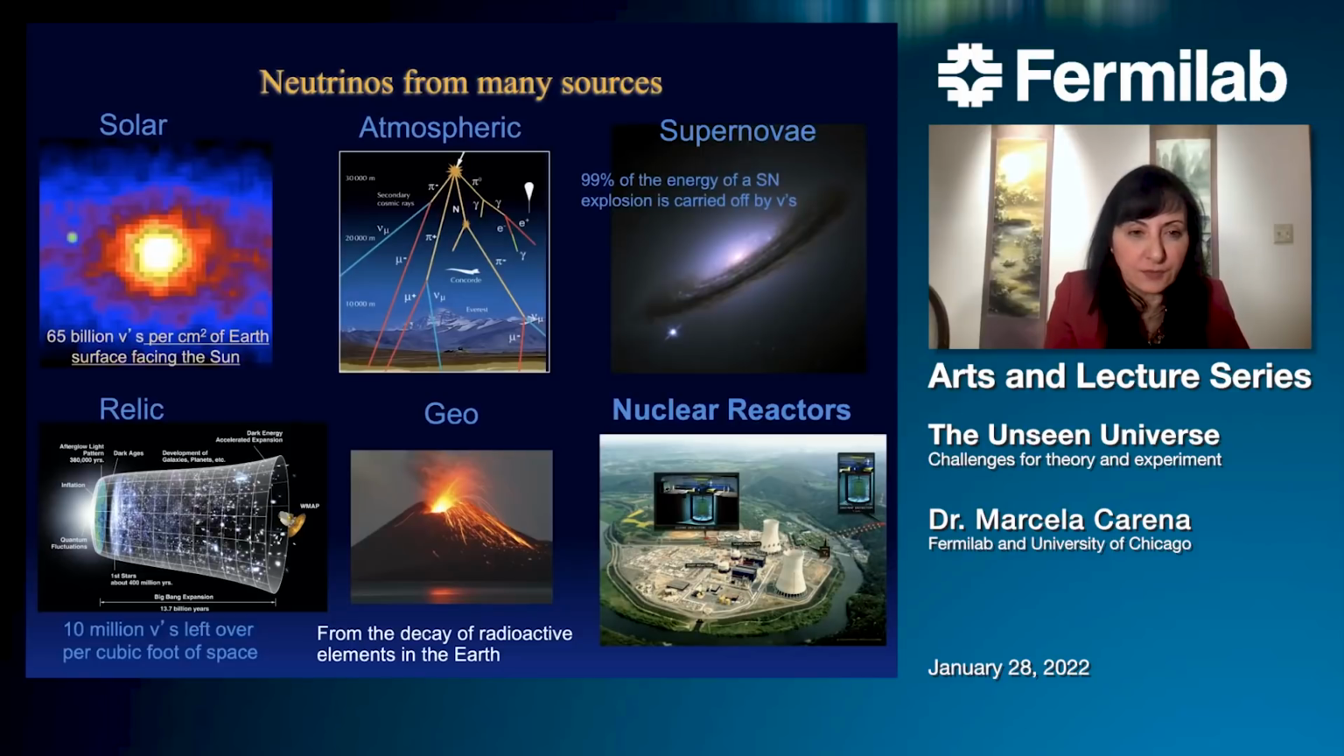Wow, and this is a beautiful picture of neutrinos from the sun. Atmospheric neutrinos, as I told you: you produce a muon, you produce it with a neutrino. In this case, it's an antineutrino. In this case, it's a neutrino.